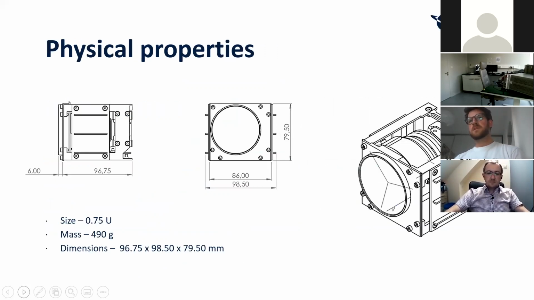And from the standpoint of physical properties, what is very important is that the size of the whole optical payload, the whole Vision 300, is 3/4 of a unit, and the mass does not exceed 500 grams. So according to the standard, you still have some unused mass for different components in your CubeSat. So the next slide, please.